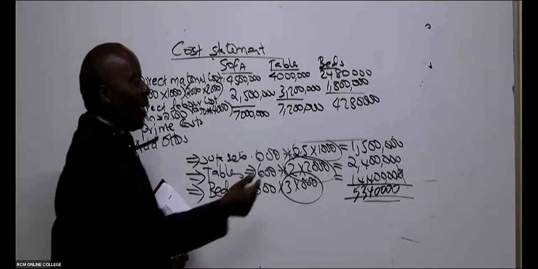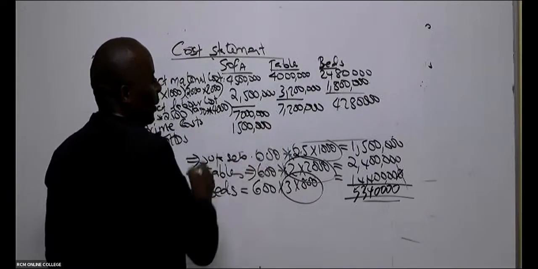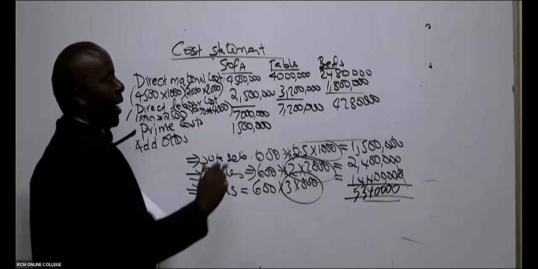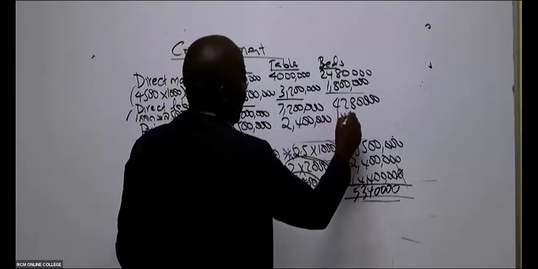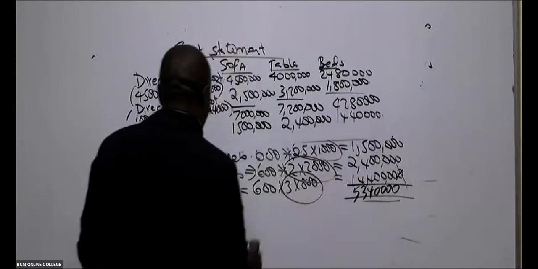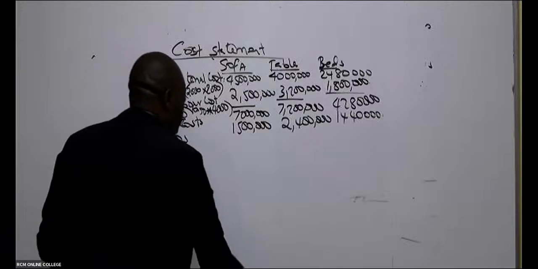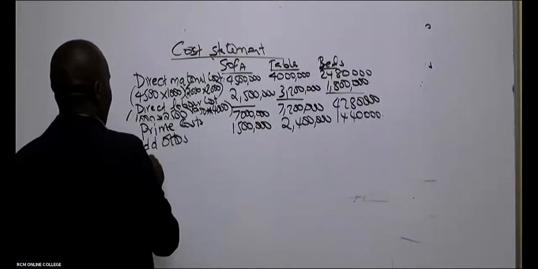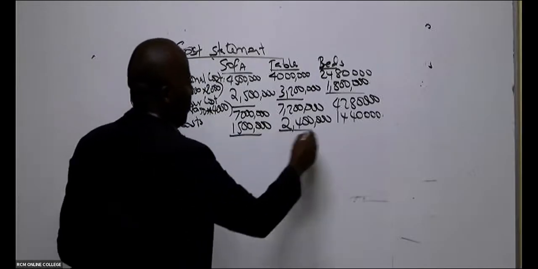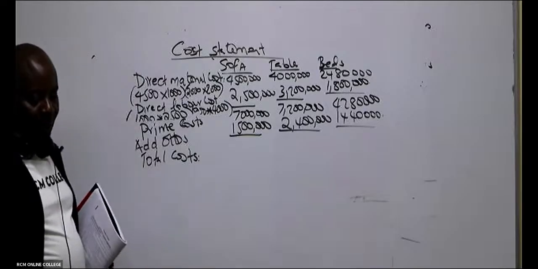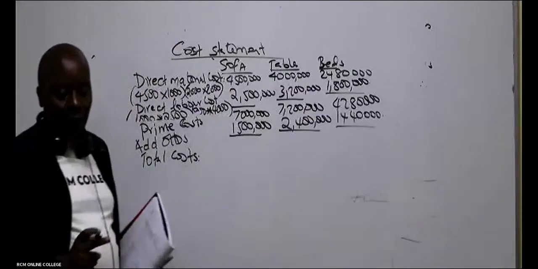Yes, we're able to do them here. The sofa set is 1.5 million, and tables is 2.4 million. So give us what we call total costs. Total cost is prime costs plus overheads. You take 7 million plus 1.5 million. You give me an answer.